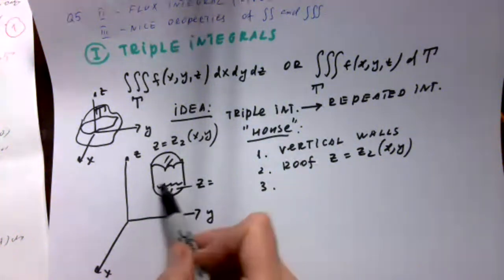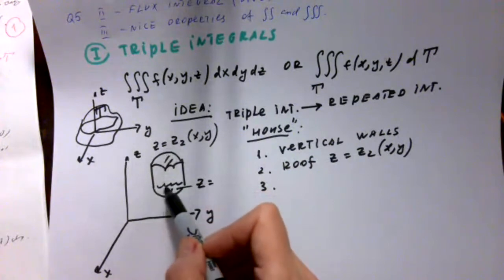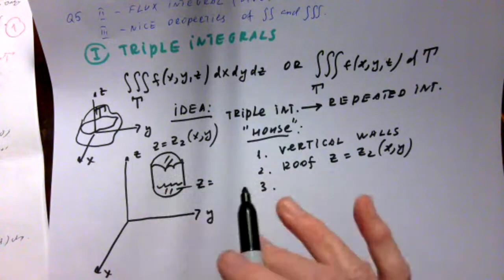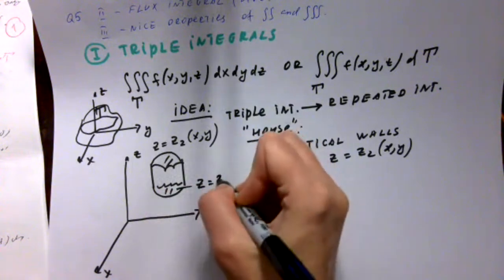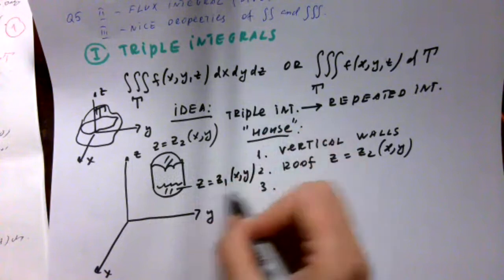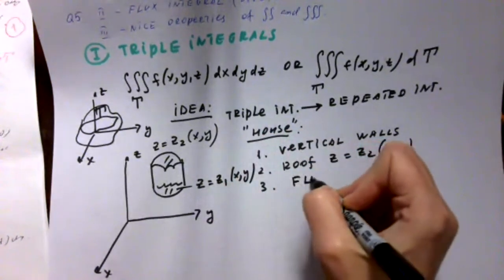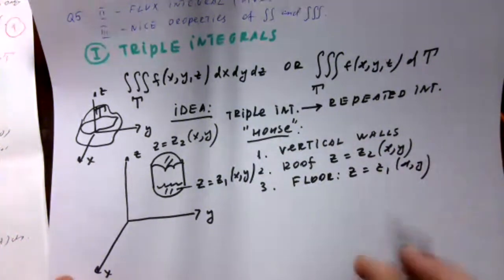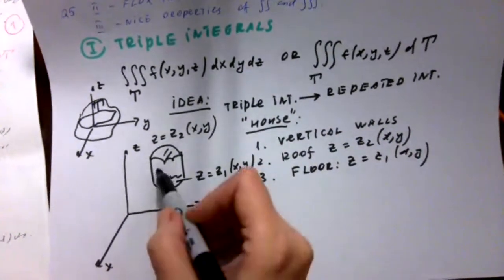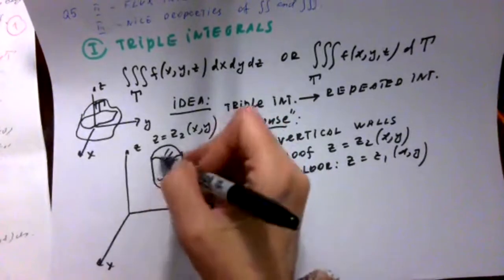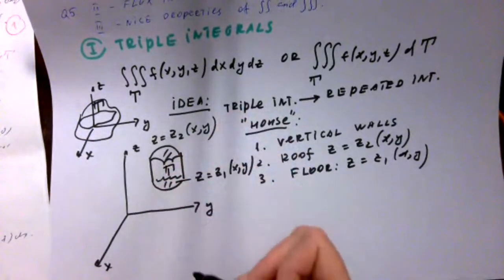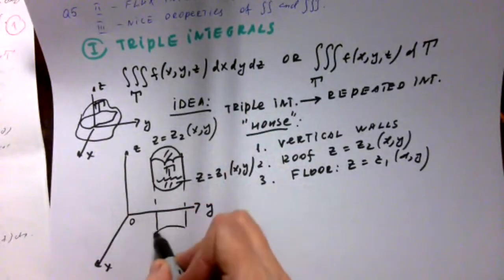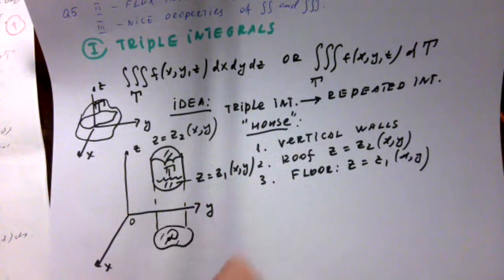So both roof and floor are not necessarily flat. They could have very fancy forms. So let's suppose that the floor has the equation z is equal to z1 of x, y. And the last requirement is that if you project your whole house, so this is our whole house, a very strange house, onto the x y plane, you can see some flat region D.